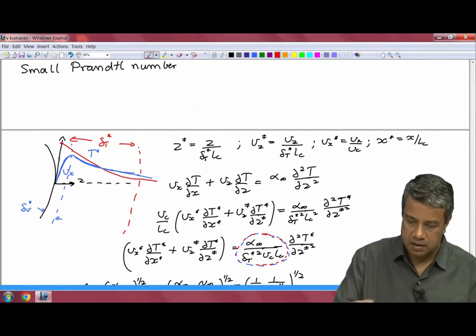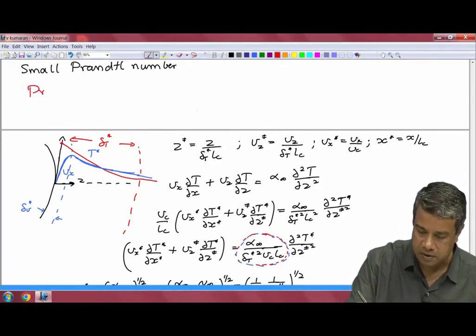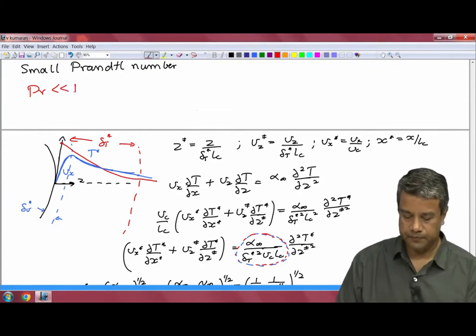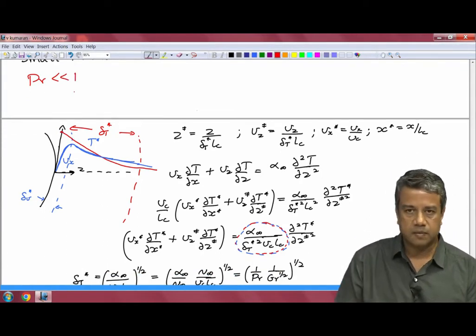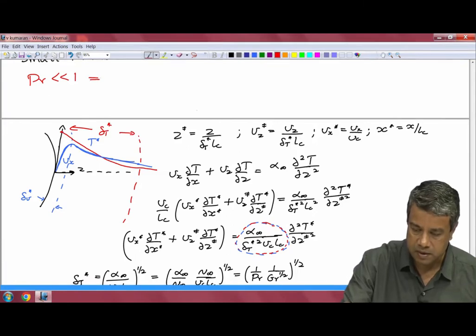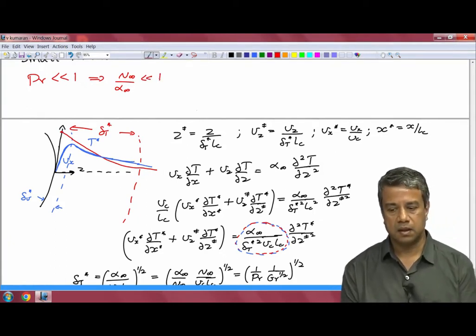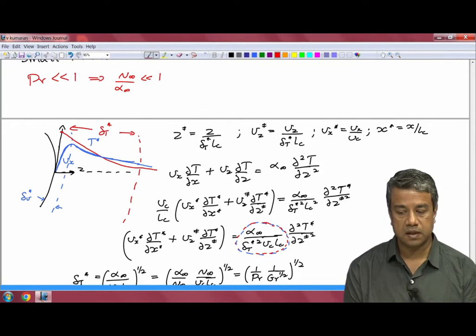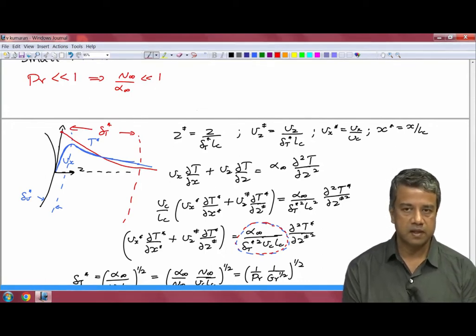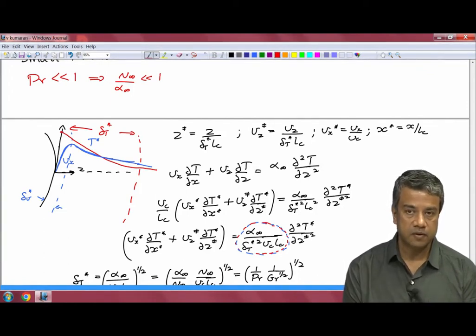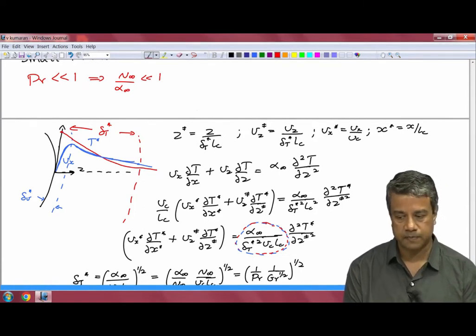First is the limit where the Prandtl number is small compared to 1. In that case, this implies that the kinematic viscosity divided by the thermal diffusivity is small compared to 1. Note that the kinematic viscosity is the momentum diffusion coefficient, and the thermal diffusivity is the thermal diffusion coefficient. So, this implies that momentum diffusion is slow compared to thermal diffusion.